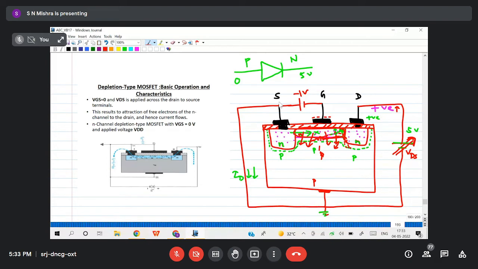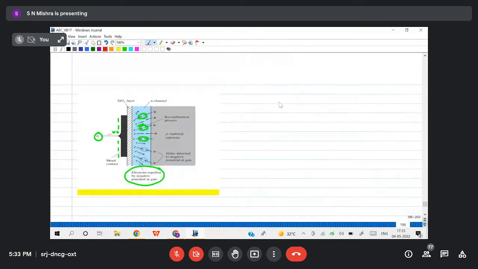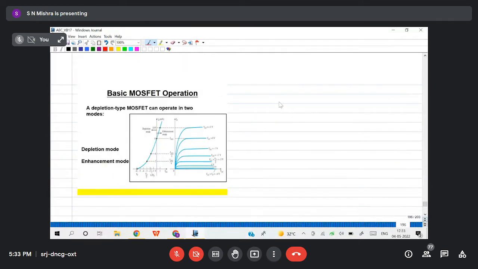Keeping all the conditions the same, when I increase VDS from 0 to a positive voltage, current initially will increase, then saturation happens. So you see here, this is the first one I have drawn. VGS is 0 volt. When I increase the VDS, the current will increase. Then at this point saturation happens, and the current saturates.